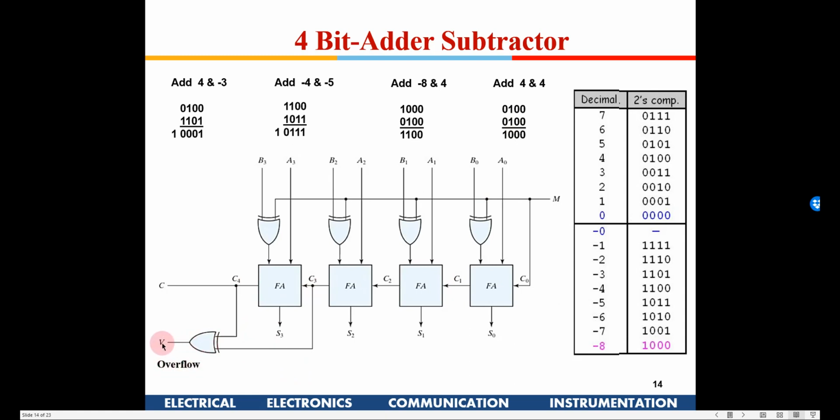In some textbooks it's written as V, which is actually a wrong notation. It is actually V bar, that means valid bar. It is an overflow. Whenever there is a 1 here, it means it is overflow. Whenever it is 0, it means it is valid. So this is how we design a 4-bit adder subtractor.